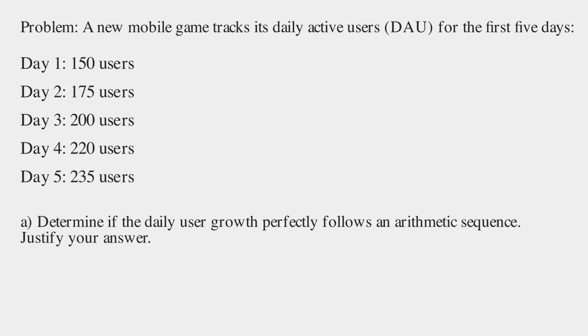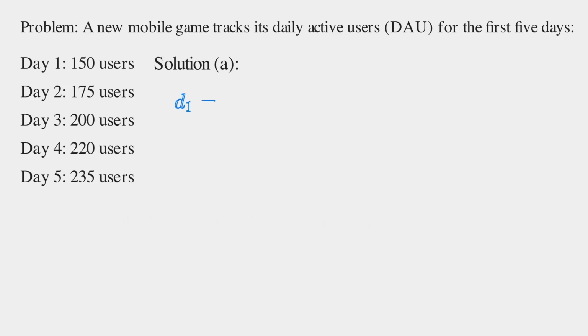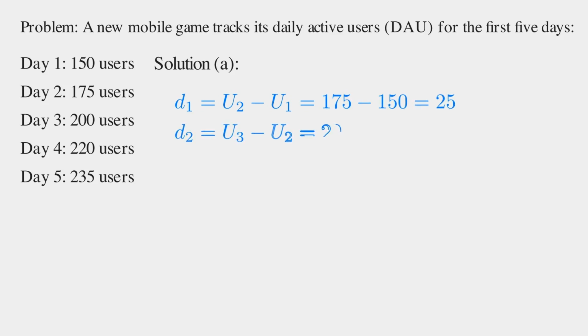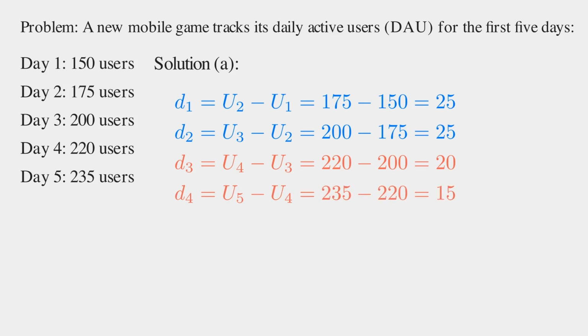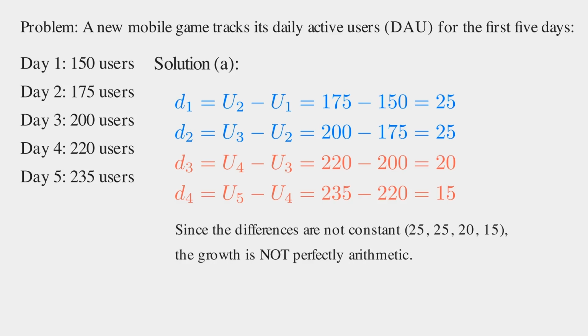Remember, an arithmetic sequence has a constant common difference between consecutive terms. So by calculating the differences between day 1 and day 2, day 2 and day 3, etc., we get the following. From day 1 to day 2, the increase is 175 minus 150, which is 25. Day 2 to day 3, it's also 25. But from day 3 to day 4, the increase now becomes 20. And from day 4 to day 5, the increase is 15. Since the differences are not constant, we have 25, 25, 20, and 15. The daily user growth does not perfectly follow an arithmetic sequence.